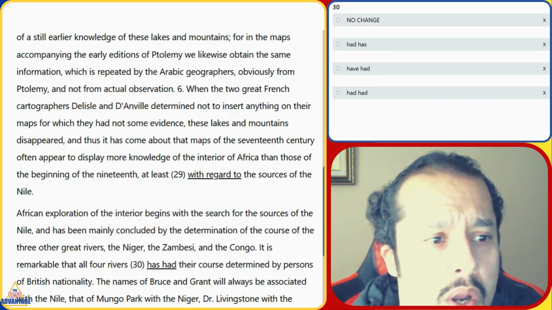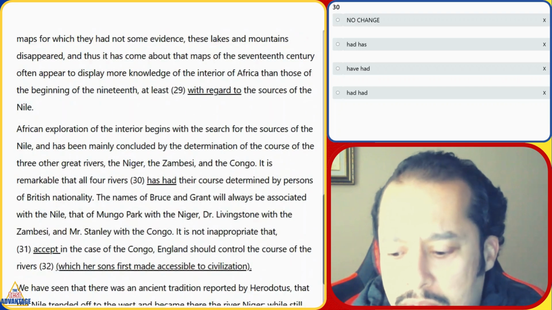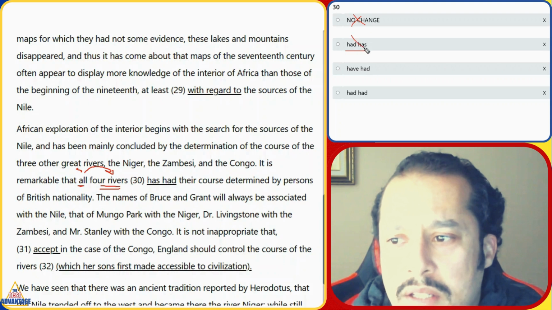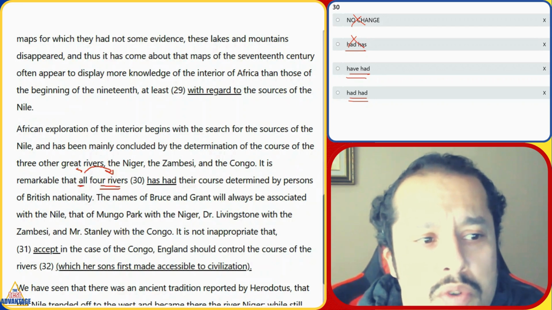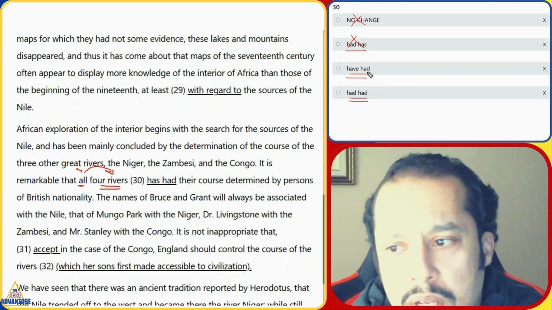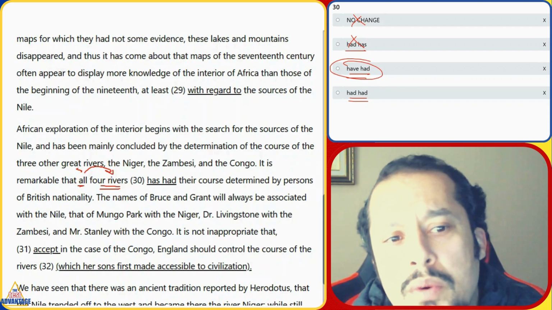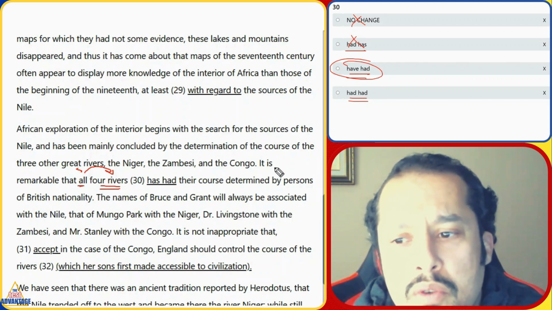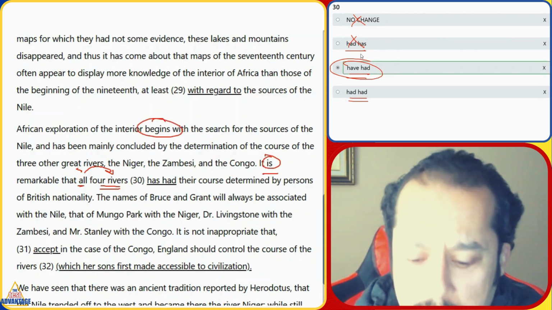Question number 30. It is remarkable that all four rivers has had. Well, no, because all is the subject, four rivers, so we're talking about more than one, right? Has doesn't exist. Have had or had. These two are acceptable. So had is the past perfect form of had, which is not appropriate here. It'll be have had. That'll be the best one. Here, the verb choice number one agrees with the subject. We need present perfect because of the rivers' courses. Also, if you notice, the tense itself is present tense in the paragraph. So we're going to go with answer C.